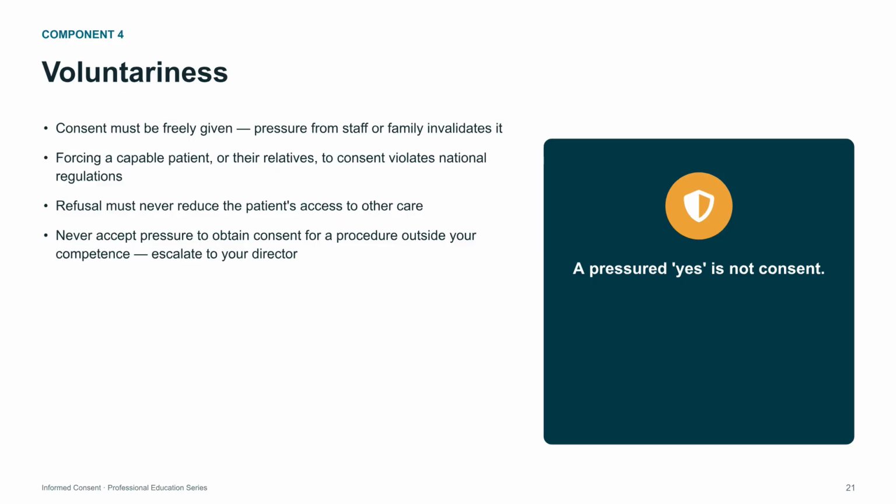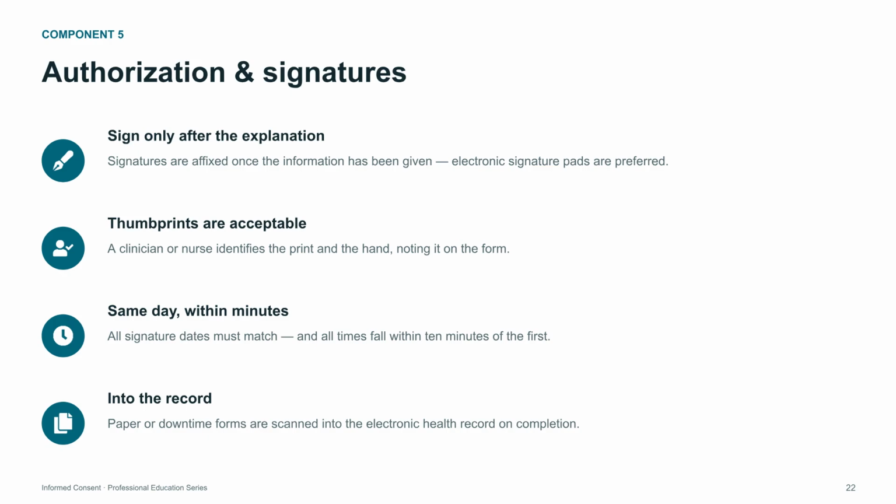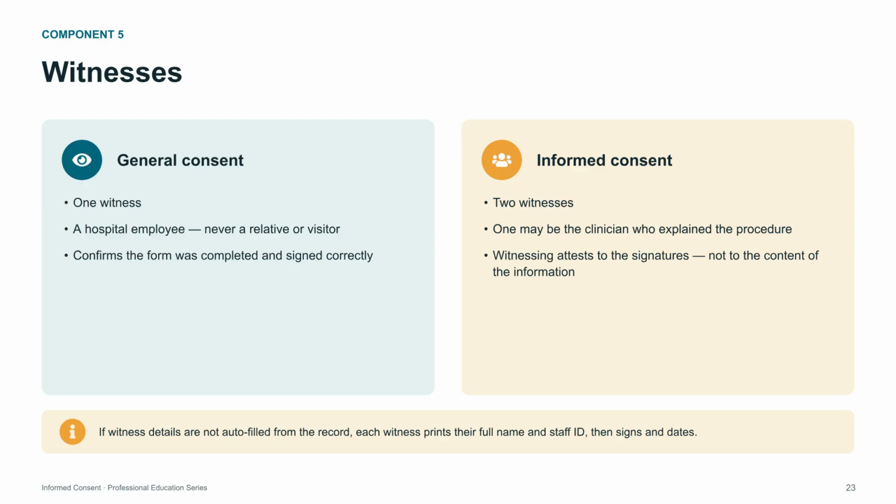Do not force capable patients or their relatives, and ensure that a patient's refusal of a procedure does not impact their access to other necessary care. Authorization occurs through signatures. Sign only after the explanation is complete. Electronic signatures are preferred, though thumbprints are accepted if verified. All dates must match. Times must fall within 10 minutes of the first, and paper forms must be scanned into the electronic record. Witnessing requirements depend on the consent type.